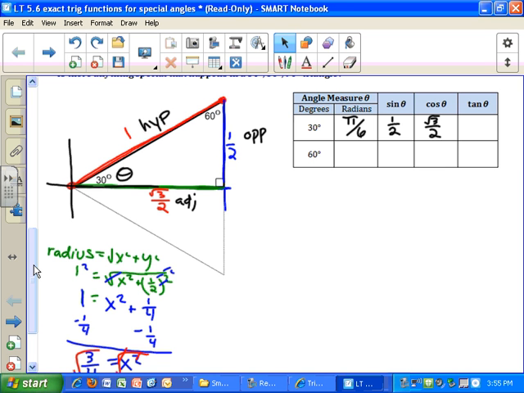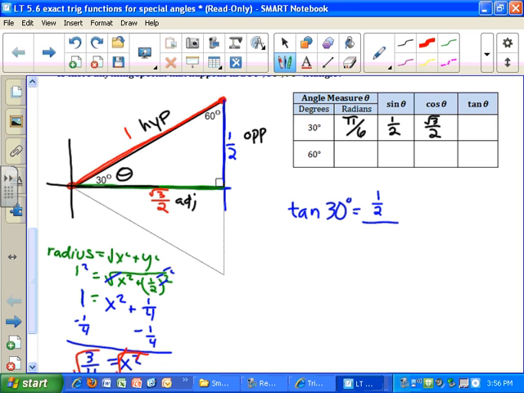Now, how do I get the tangent of that 30-degree angle? Well, the tangent is going to be my opposite side over my adjacent. So I know that the tangent of 30 is going to have to be 1/2 over square root of 3 over 2. And so now we have to remember our rules for dividing fractions. When you divide by a fraction, you want to multiply by the reciprocal. So that's the same thing as taking 1/2 times the reciprocal, and I could write that as 2 over the square root of 3. So I just took this fraction down here and multiplied by the reciprocal.